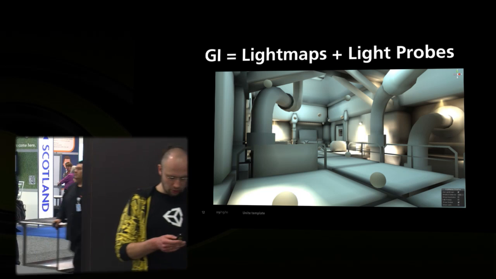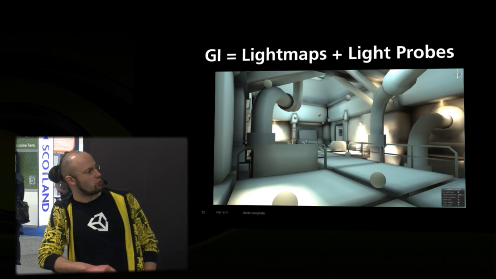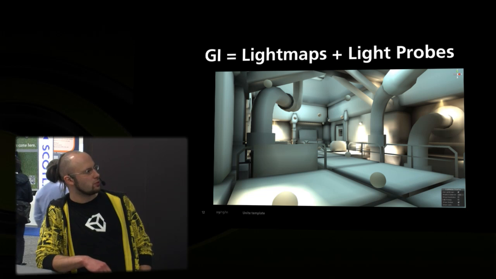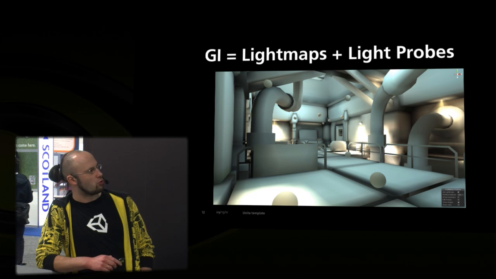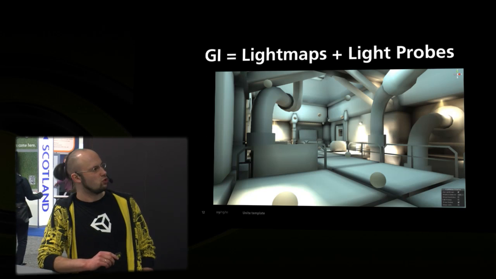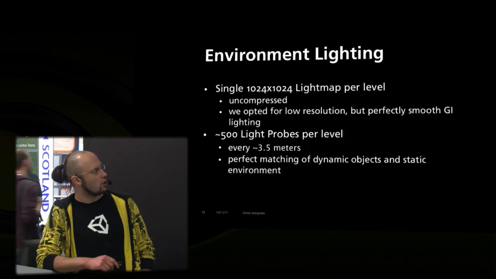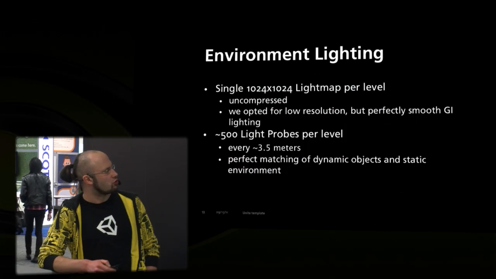Next I'll talk a little bit about how we structured our lighting. It's pretty simple. For the environment, we picked light maps, and for dynamic geometry, we're using light probes. Light probes are new functionality from Unity, available in 3.5. Light maps were always there, and baking light maps is pretty trivial.